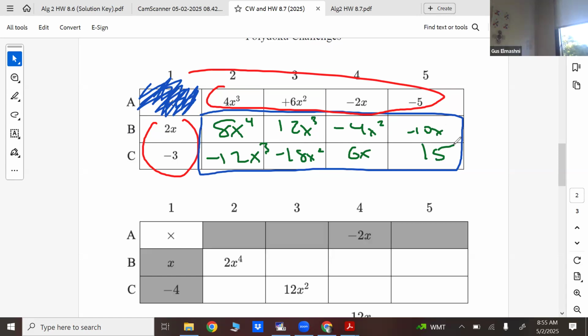After I've multiplied everything out, what next? Do the math. Combine, right? We combine like terms. Does 8x to the fourth combine with anything? Does negative 12x cubed combine with something? Yeah, that goes well. How about negative 18x squared and negative 4x squared? Good. Keep going. And plus 15. There you go.